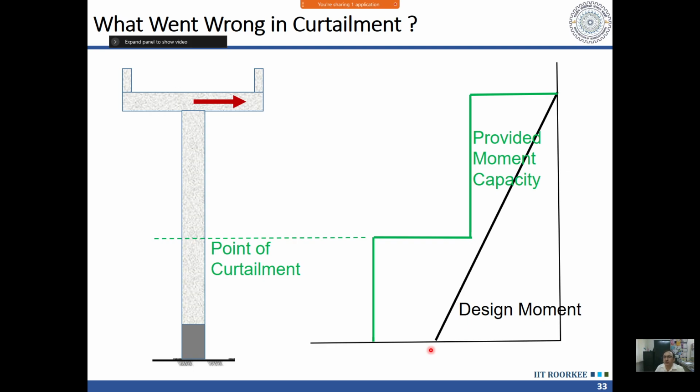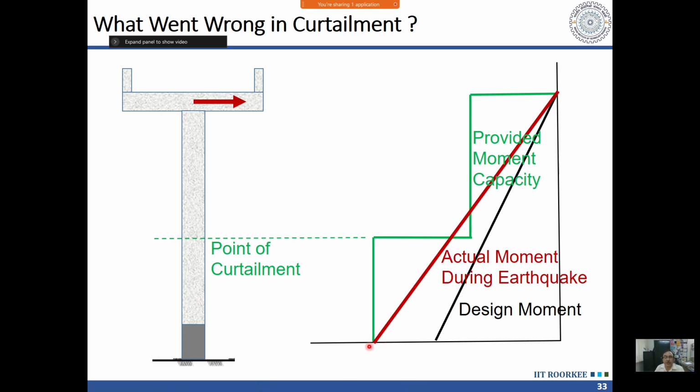But what happens during an earthquake? During an earthquake, the shear force which will develop here will not be equal to my design shear. It will depend on what capacity can generate here, and the capacity we are going to get at the base is this much. So the shear force will correspond to the moment capacity which will develop at the base. That will give me this horizontal force. And then what will be the shape of my moment diagram? It is given by this line. The provided moment, which was earlier safe with respect to the design moment, now you see at the curtailment point has become unsafe.